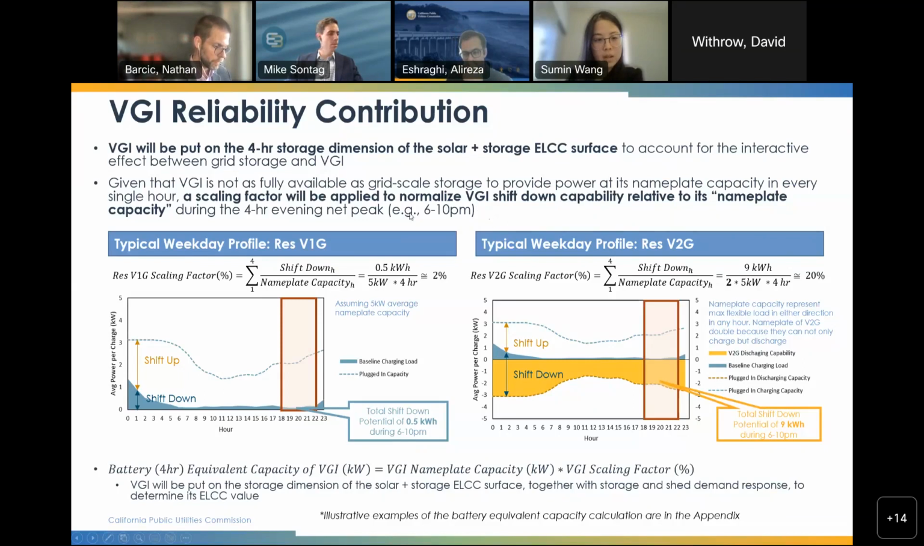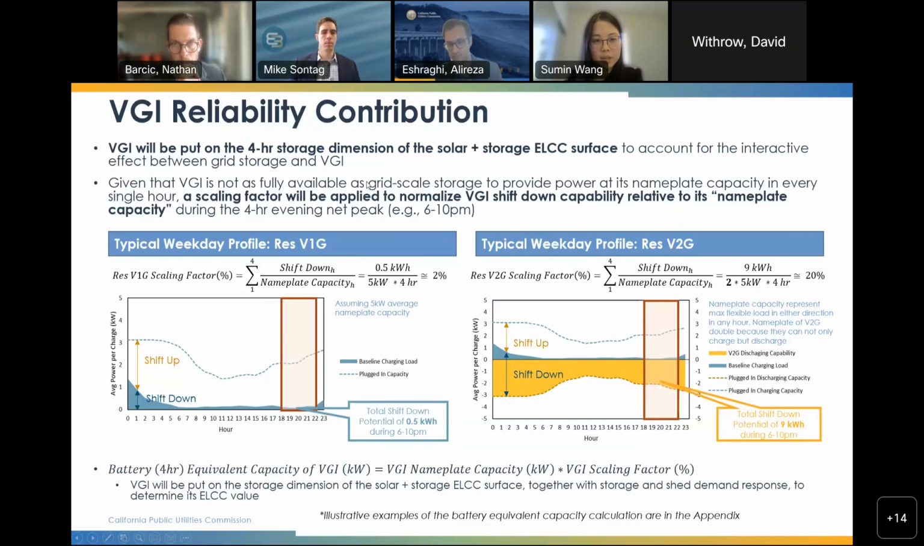Then, using the scaling factor, we will apply that to the VGI nameplate capacity to give us a 4-hour battery equivalent capacity, so that this capacity will be put on the storage dimension of the solar plus storage ELCC surface. That way we can model it together with the grid scale storage and shed demand response to determine its accurate ELCC value.